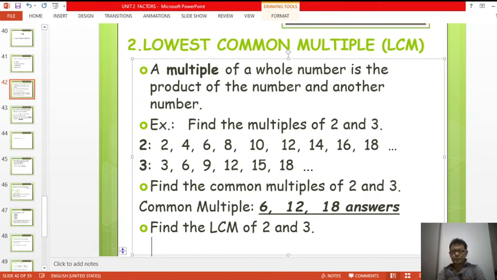Your answer will be the LCM is 6. That's it. So that is your LCM. Okay? I hope you understand that. So that is your answer for this illustration that we have in this topic.